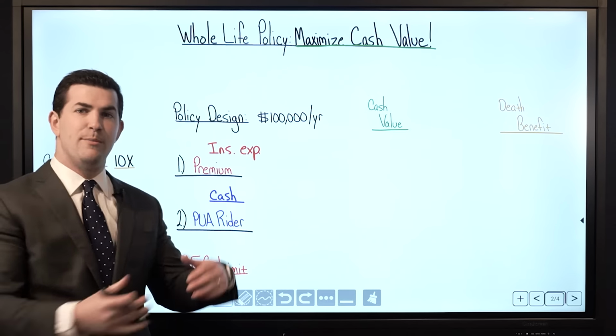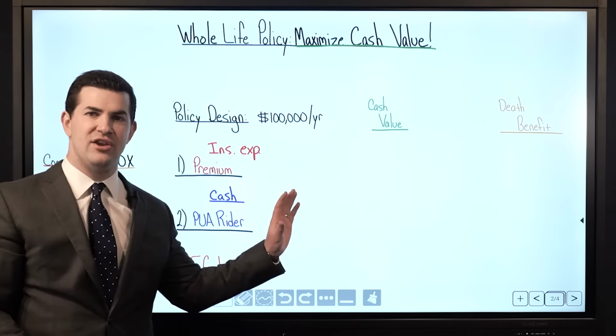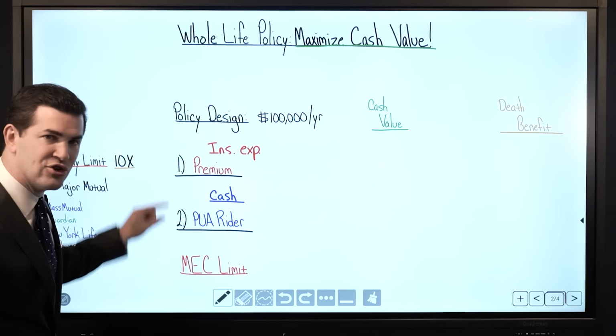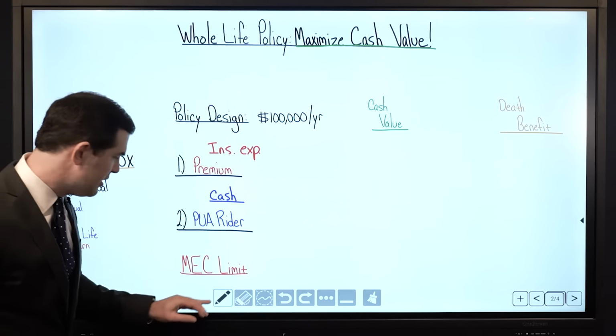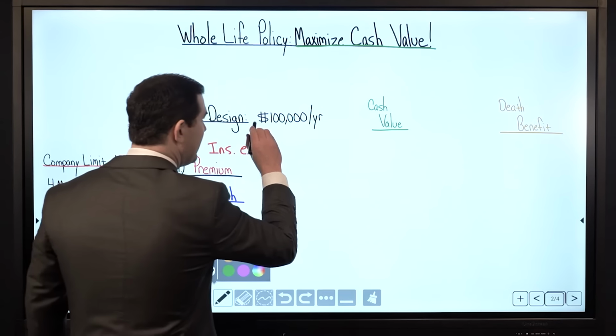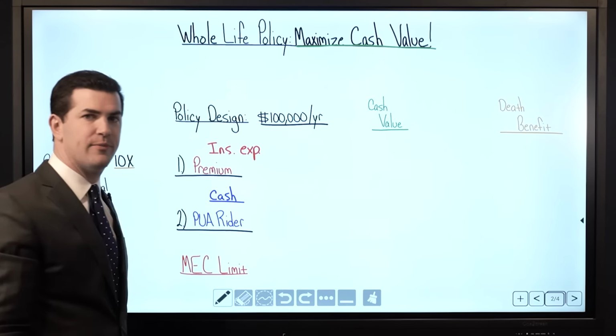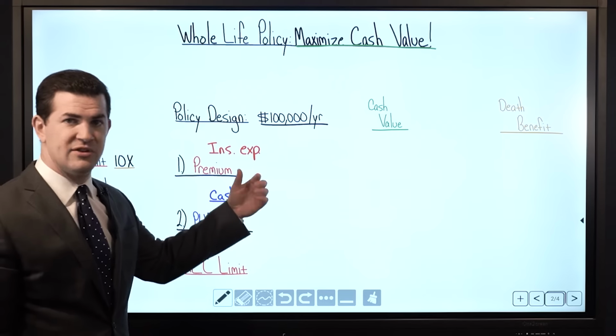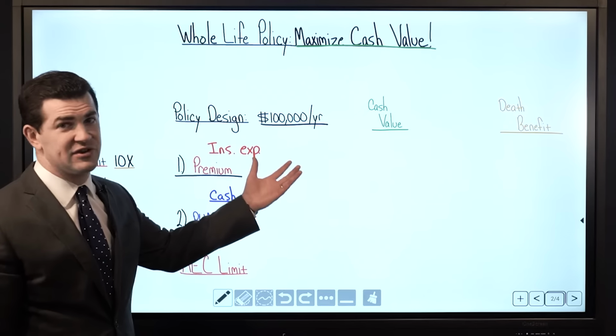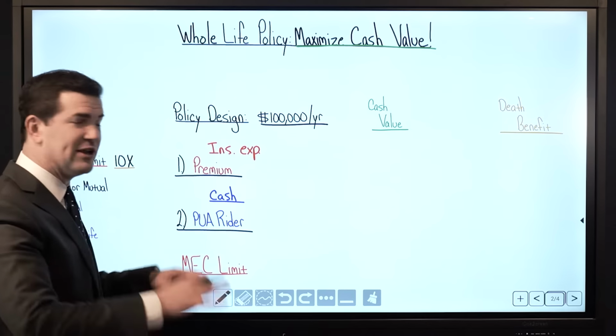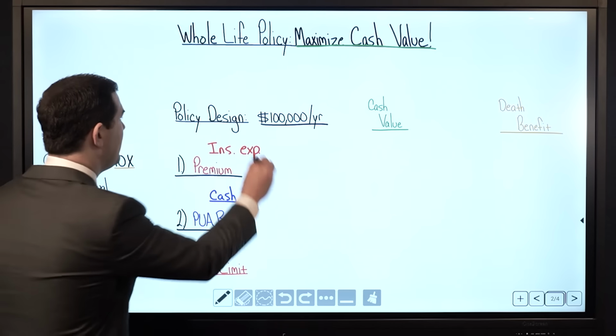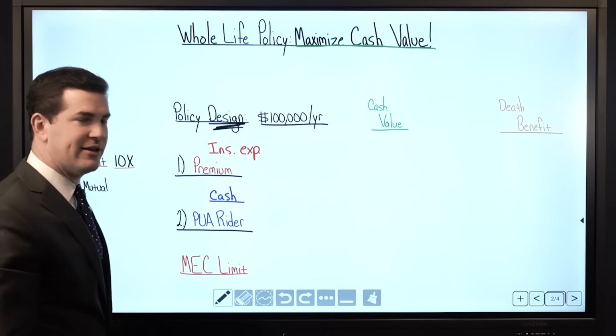So if this is me paying money into a policy, I want to understand the relationship of these two areas. Let's assume that I want to pay in $100,000 per year. And if that seems like a big number, this can be $10,000 per year. If it seems like a small number, it can be $1 million per year. It's all relative based on the design of this policy.